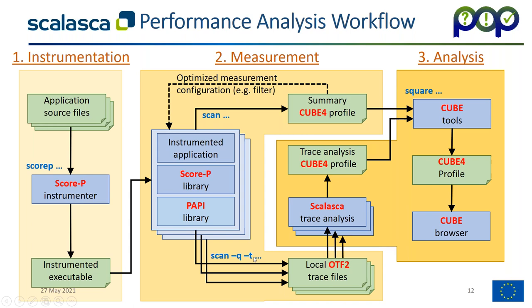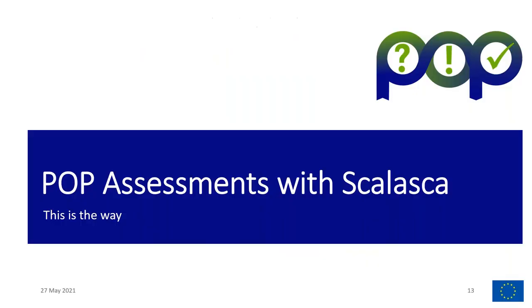And then the post-processing and the launching of the Cube browser, you just say square and the name of a measurement directory, which gets generated by the scan command. This is basically the rough workflow, how you do either a profile or trace measurement.